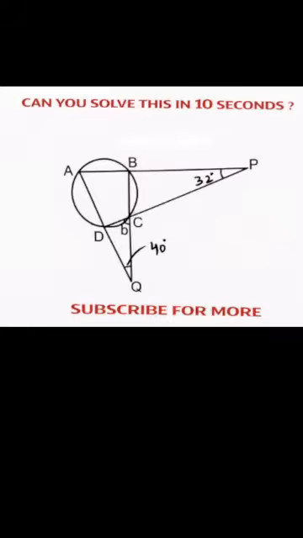Alright, we do have one more participant who has given the correct explanation. Unknown edits. His explanation is also correct. You can go through it. CDA is B. That's given to us. CDA is B plus 40. And BAD is 180. Yes, that's correct.